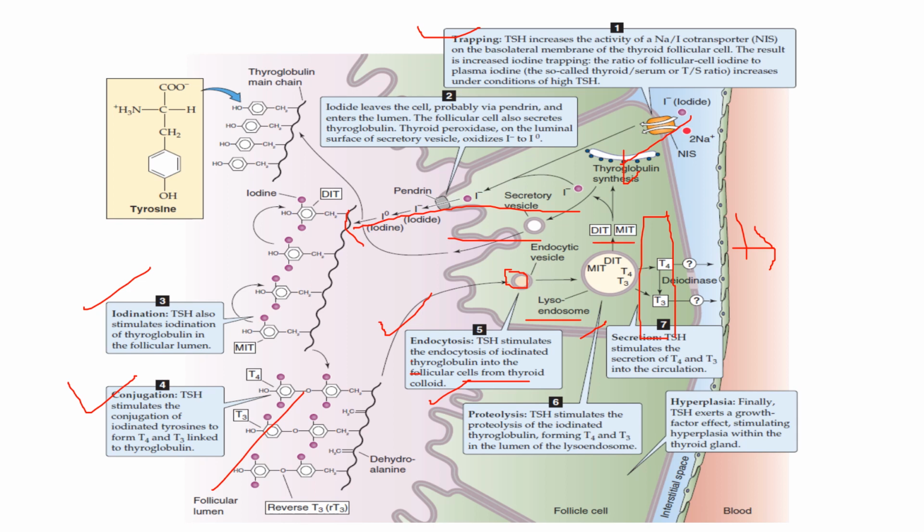Although T3 and T4 are secreted into the blood, MIT and DIT are not secreted. These iodinated tyrosines are deiodinated by microsomal iodotyrosine deiodinase. So they will undergo deiodination and their iodine will be released, and this released iodine will be reutilized in the further synthesis of this hormone.